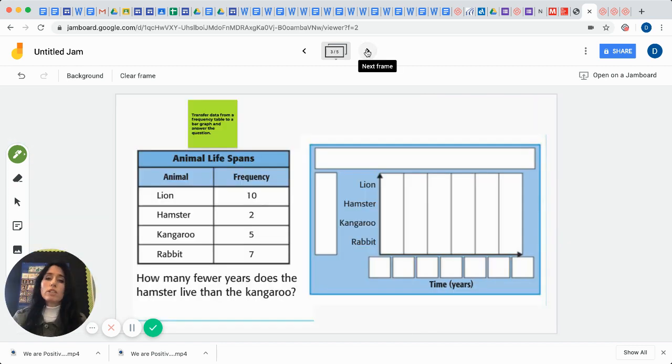Okay, now we get to kind of create it together. This time they gave us our frequency table, so we don't need to worry about the tally marks. So they saved us on one of our steps.